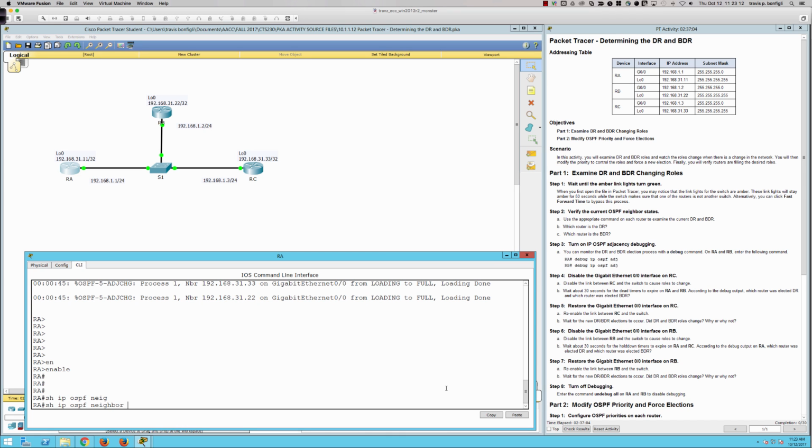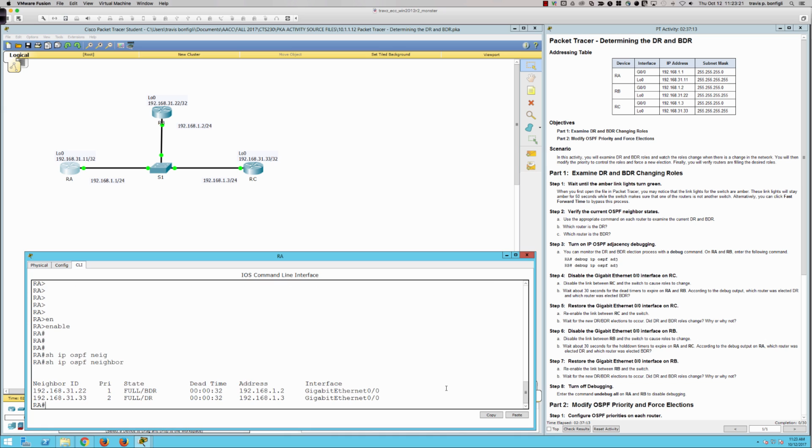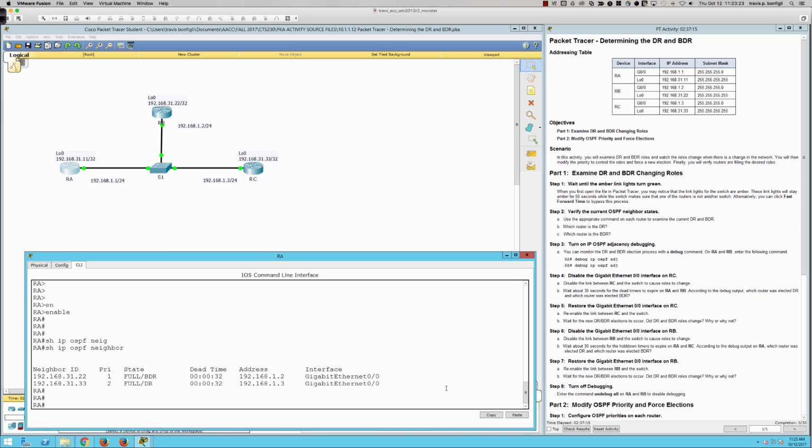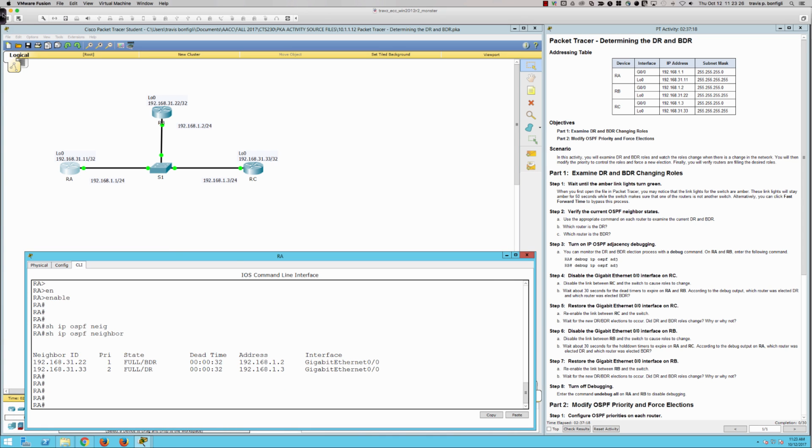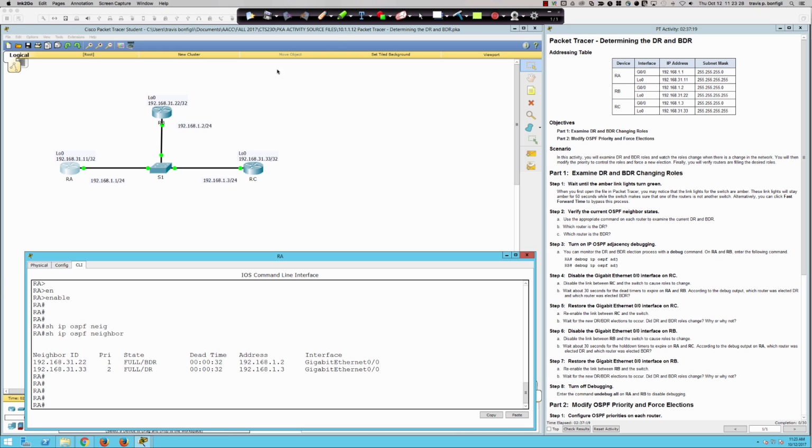So let's say show ip ospf neighbor. These commands that we're running here with OSPF definitely need to be committed to memory, right? Definitely need to have these committed to memory to be able to recall them right away. So show ip ospf neighbor. Let's go ahead and break out our pen tool here and take a look at what we've got.